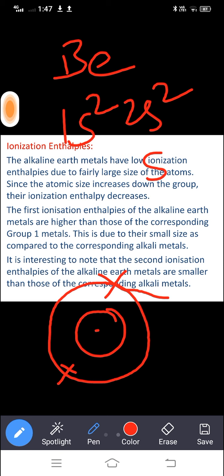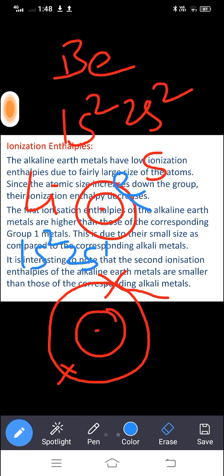But if I take an alkali metal like lithium, it will be 1s2 2s1. Here, if lithium loses this 1 electron, then it attains the nearest noble gas configuration.